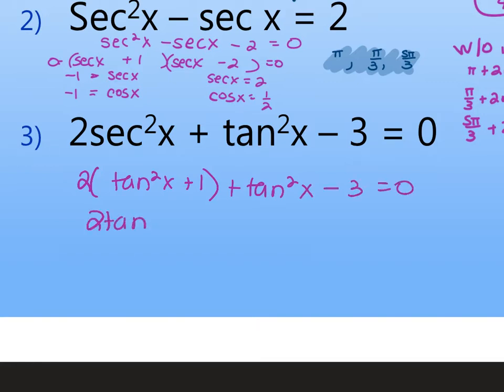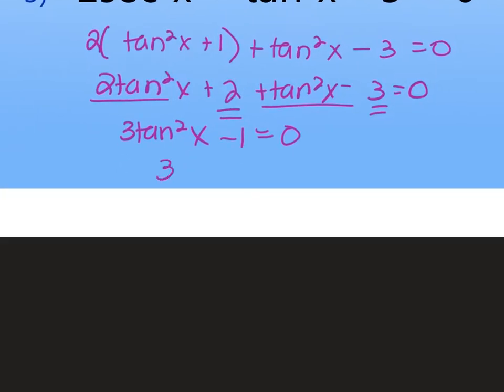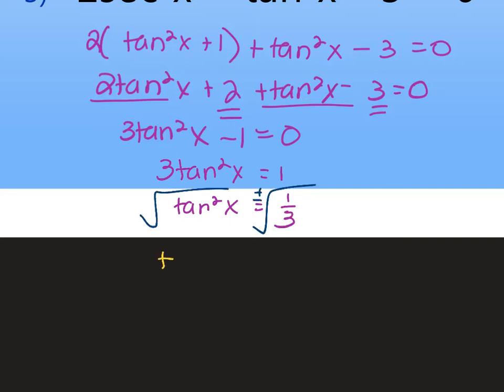So 2 tan squared x plus 2 plus tan squared x minus 3 equals 0. Combine your like terms here. This would be 3 tangent squared x plus 2 minus 3 is -1 equals 0. Add the 1 to the other side. Divide by 3. Square root plus and minus, and I get tangent of x equals plus and minus the square root of 1 over 3, which is 1 over root 3, which is root 3 over 3.